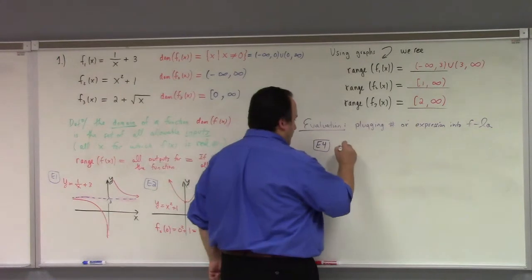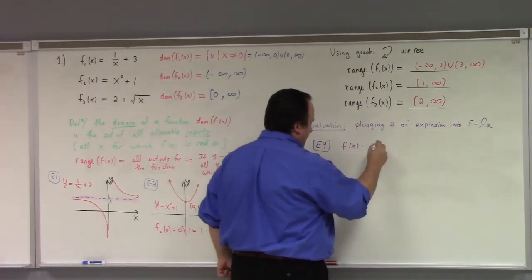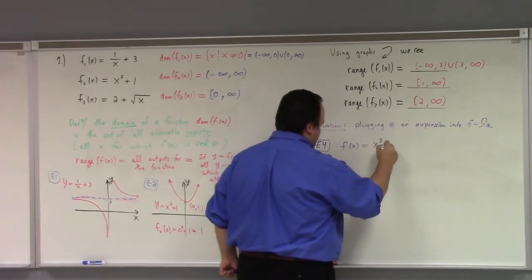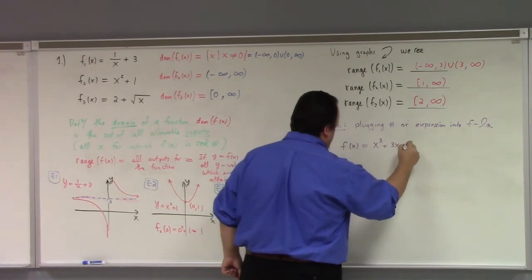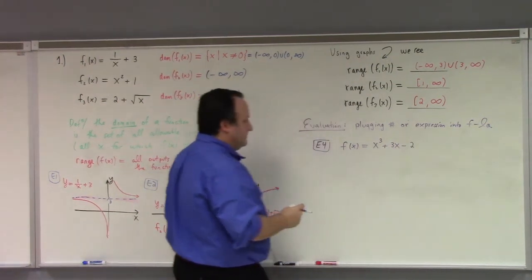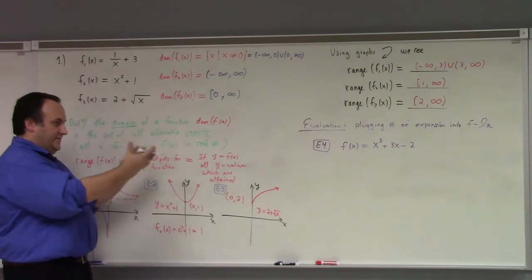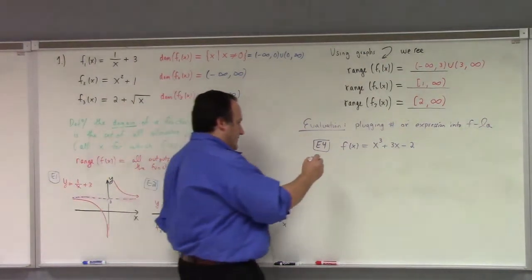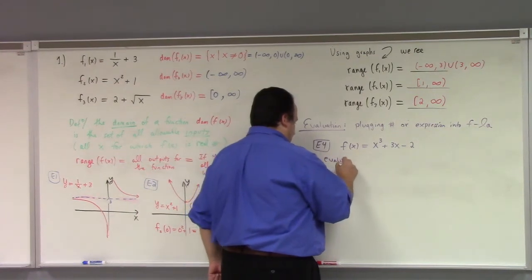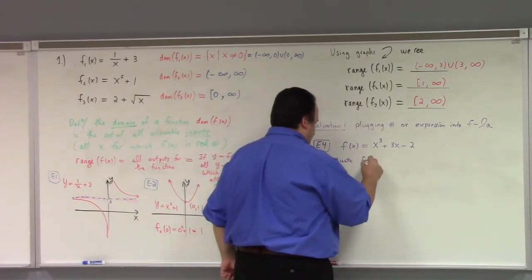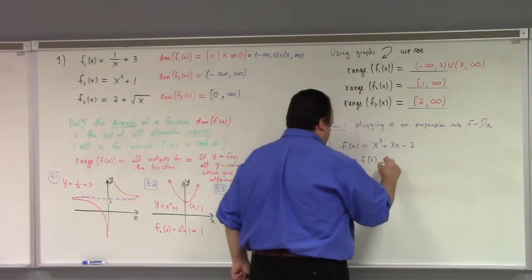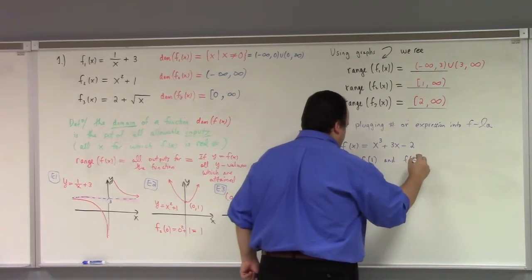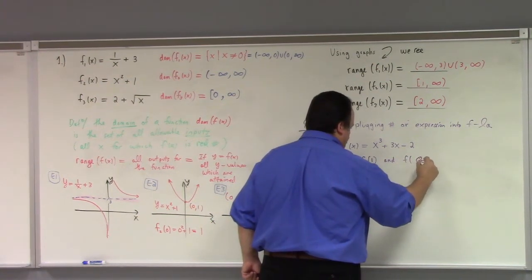Anyway, example 4. So suppose you had f of x equal to, I don't know, x cubed plus 3x minus 2. All right? There's a function. We gave you the formula. Now you can ask questions like evaluate f of 1 and f of, I don't know, Pac-Man plus Ghost.